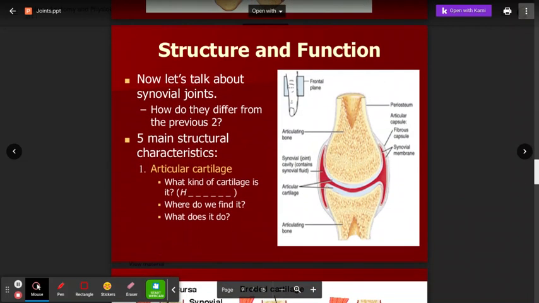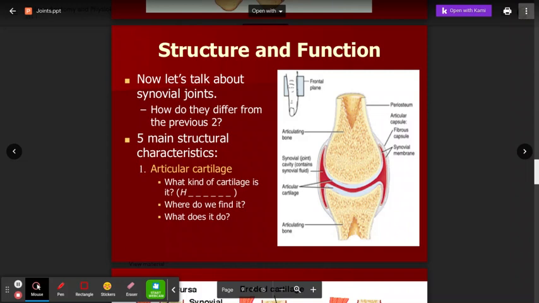Okay, synovial joints, how do they differ from the previous two? Okay, movement or no movement? Synovial, movement, right? Where are we, Susan? We're jumping around everywhere. We're on Tuesday. Five main structural characteristics of synovial joints.